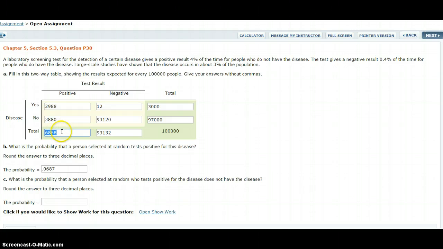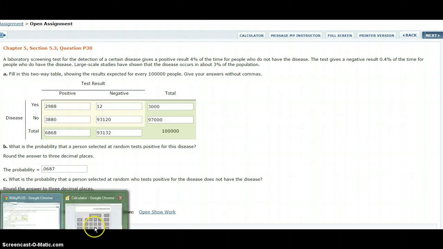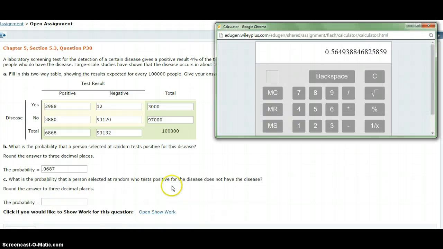Well, let's take a look in this specific case. So if you're testing positive, what's the chance that you don't even have the disease? Well, that would be these people over the total. So it would be 3880 divided by 6868. Clicked it too quick. Let's go 0.565.